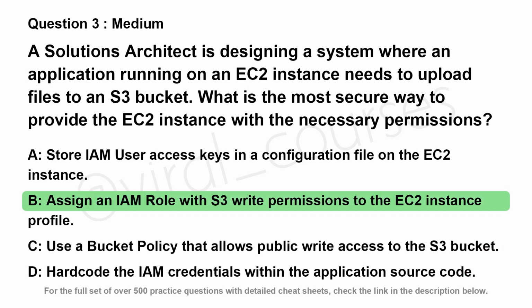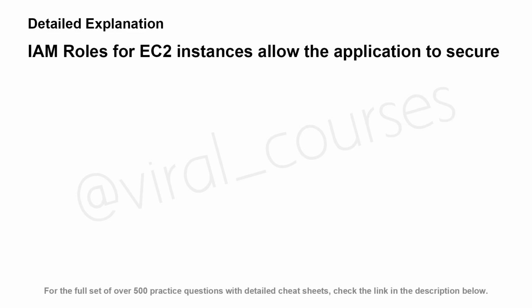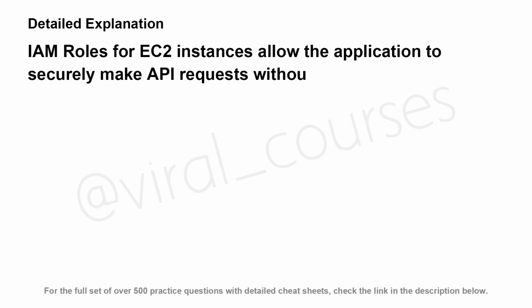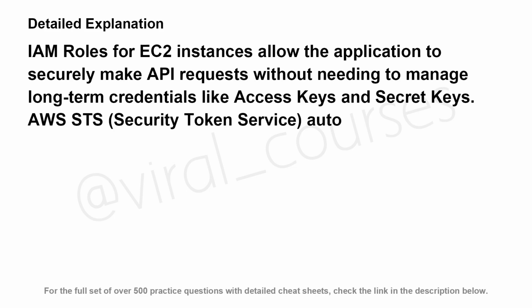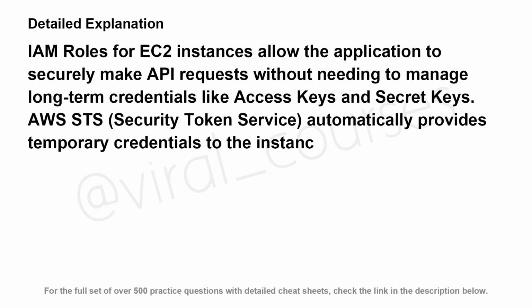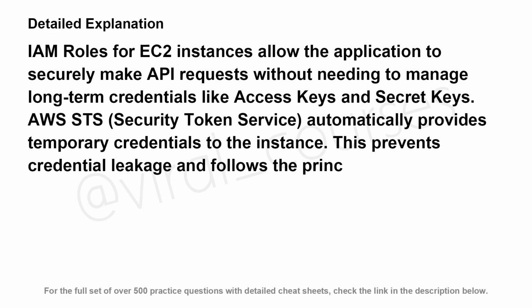The correct answer is B. IAM roles for EC2 instances allow the application to securely make API requests without needing to manage long-term credentials like access keys and secret keys. AWS STS, Security Token Service, automatically provides temporary credentials to the instance. This prevents credential leakage and follows the principle of least privilege.